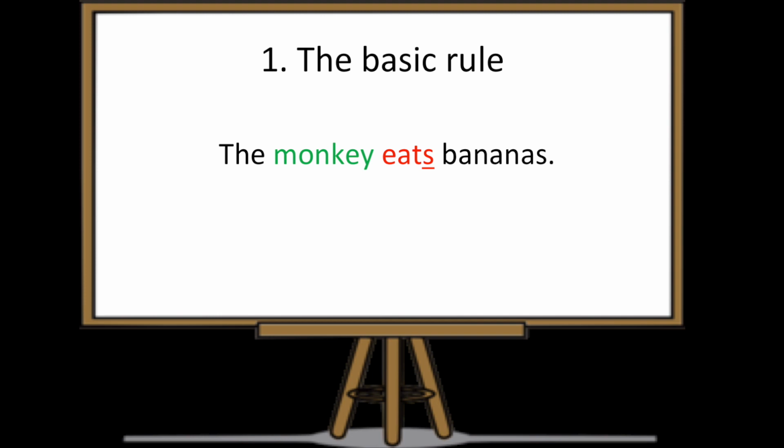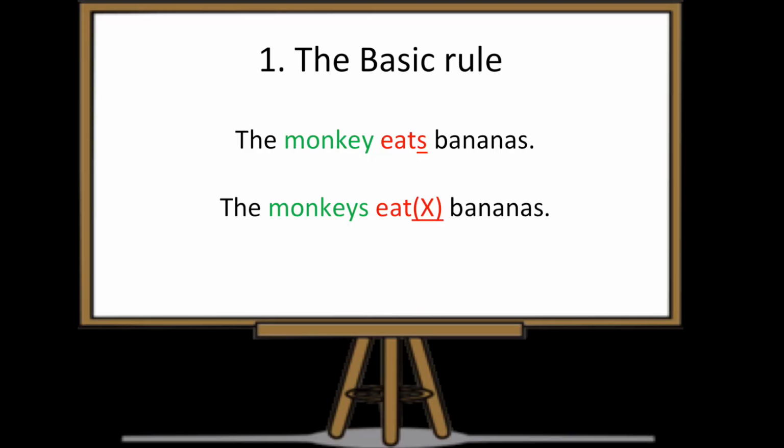The monkey eats bananas. So look at the subject first. What is the subject? Monkey, right? So monkey is 1 or 2? 1. So you have to use the verb 1s. Remember? 1s. So the verb you have to add s. So that is why the monkey eats bananas. Alright, got it? So let's look at the second sentence.